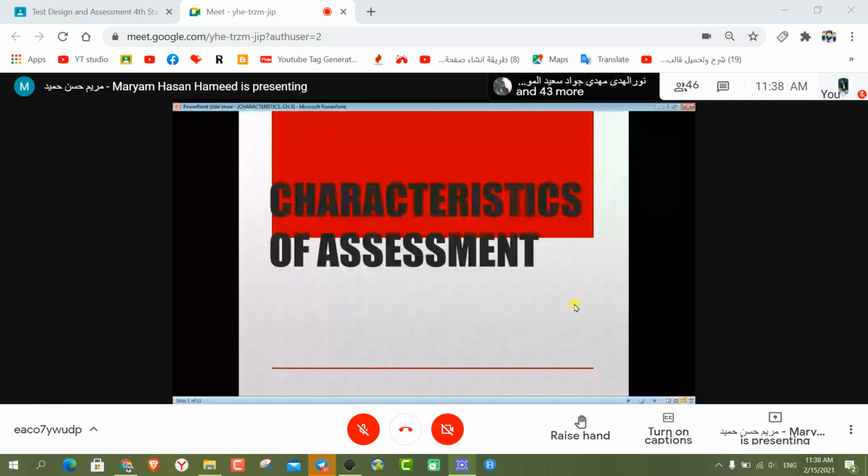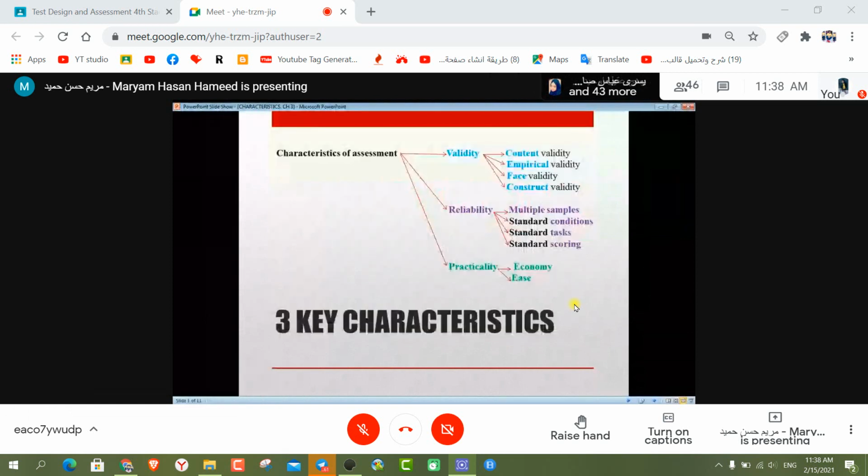So here we have three characteristics of assessment or of any effective test. How do you know if a test is effective as a teacher? I'm talking with you as teachers. As a teacher, how do you know if your test for your students is an effective test?